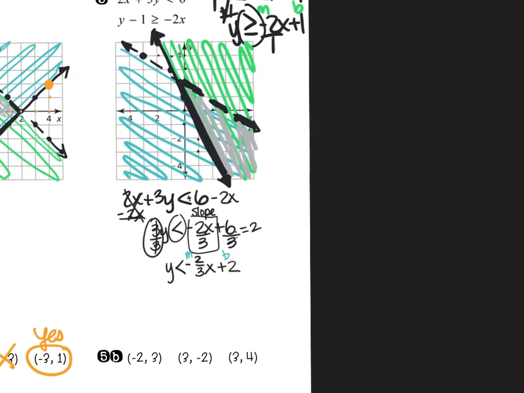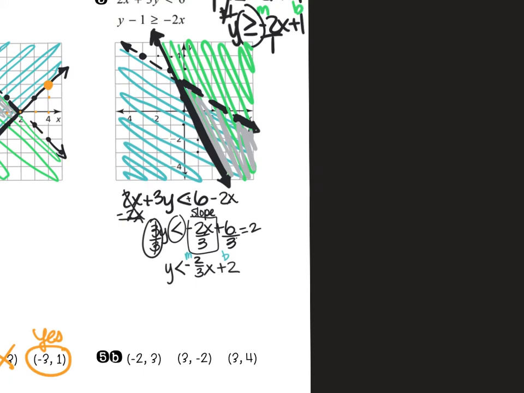Okay, let's check our points. Why don't you take a minute and pause the video and see if you can find if these points on 5B are right here are a solution or not. Okay, hopefully you're just checking your answer now that you've paused.